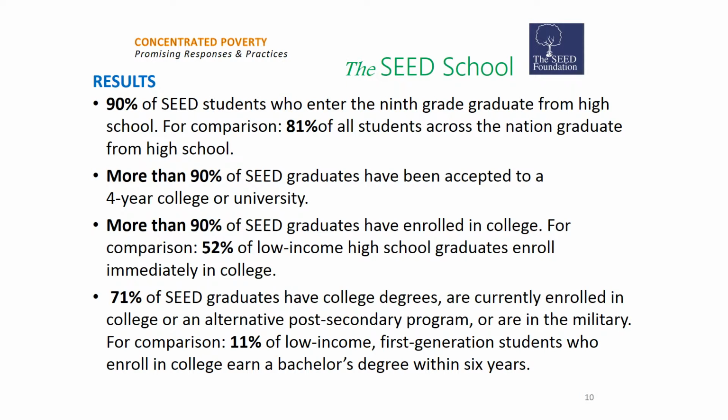More than 90% of SEED graduates have enrolled in college. For comparison, 52% of low-income high school graduates enroll immediately in college. 71% of SEED graduates have college degrees, are currently enrolled in college or an alternative post-secondary program, or are in the military. For comparison, only 11% of low-income first-generation students who enroll in college earn a bachelor's degree within 6 years.